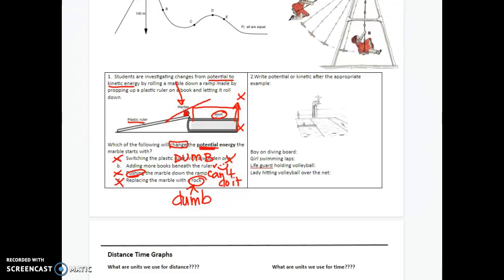First of all, the rock's not going to roll like the marble will, and you're looking to change the potential energy of the marble. So replacing it with a rock is going to change the potential energy of the rock, and your marble is gone. So the best answer is definitely B.